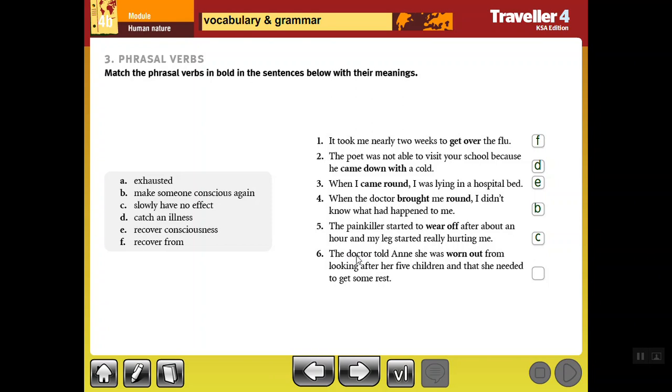The last one. The doctor told Anne she was worn out from looking after her 5 children. Imagine if a mother has 5 children and she's looking after them. Of course, she will be very, very tired, or she will be exhausted. So the verb worn out means exhausted. مرهق للغاية. Worn out.